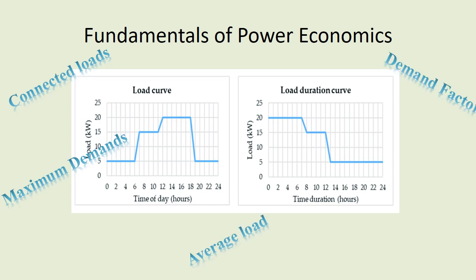As you can see in the load curve, these are your connected loads for a period of time, and this is your maximum demand. So the ratio of maximum demand to the connected loads is your demand factor. That demand factor is generally less than 1. Okay, generally less than 1.